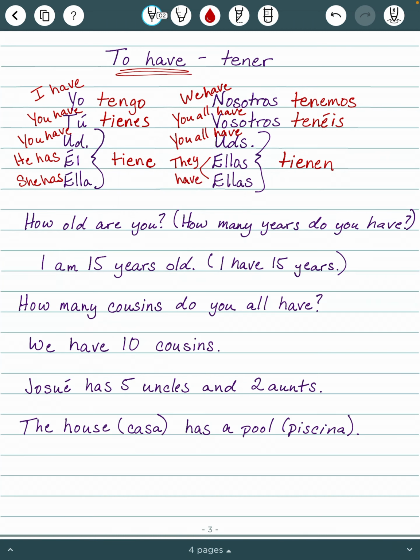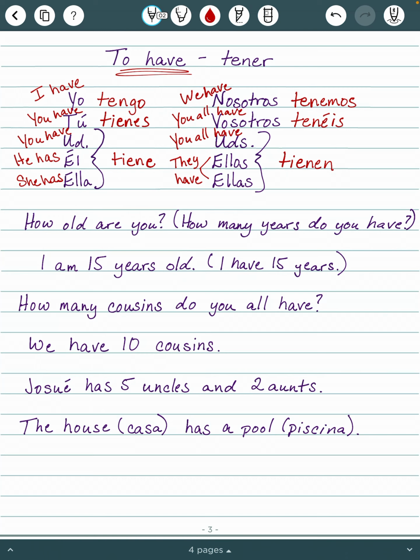So those are your conjugations. And you'll never mix and match your pronouns and your conjugations. You'll never need to say yo tenemos. That's like saying I has. So yo always goes with tengo, tú always goes with tienes, and so on.